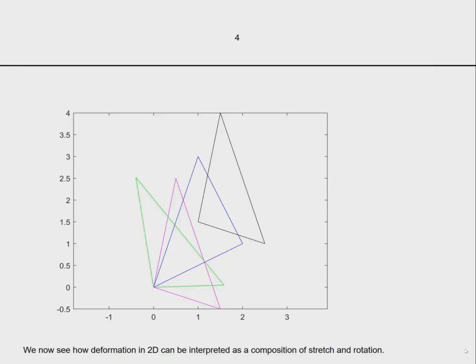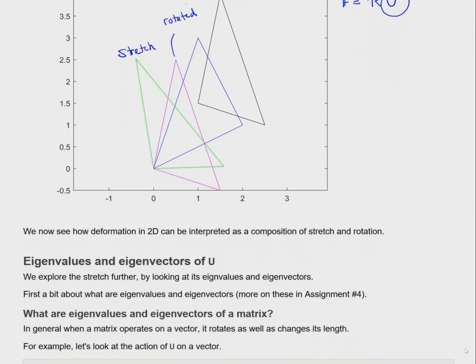In the last video, we saw how the deformation gradient F can be decomposed into a rotation and a stretch. This is called the polar decomposition, and how this triangle gets stretched to this triangle and then rotated to this triangle. Let's explore this stretch matrix U some more, using its eigenvalues and eigenvectors.